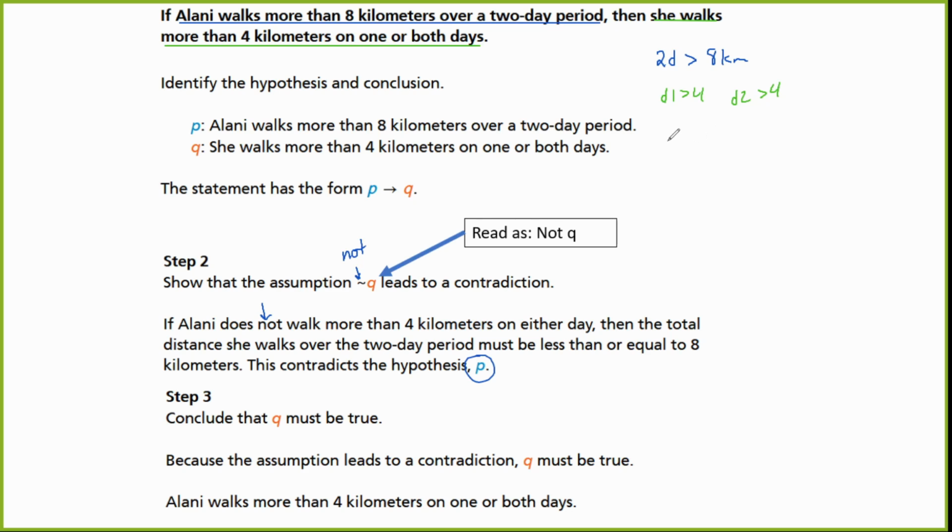Let's say that day 1 is equal to 4 and day 2 is equal to 4 kilometers walked. Well, would her 2 days then be greater than 4 plus 4? Right, here's day 1, here's day 2, and in 2 days she needs to walk 8. Is 8 greater than 8? No. And this is a contradiction.